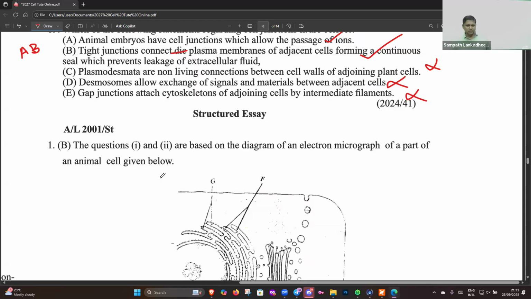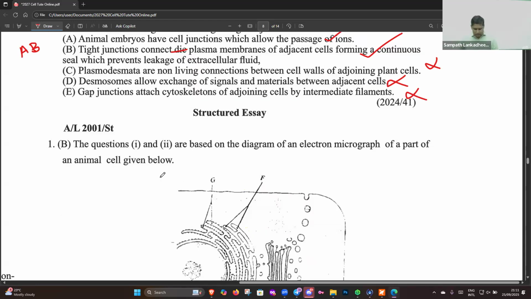AB is the answer. Right, and then, people, there are a few more questions, structured parts. I think you can manage them. So we will discuss them, if possible on another day. I think this is enough for today.